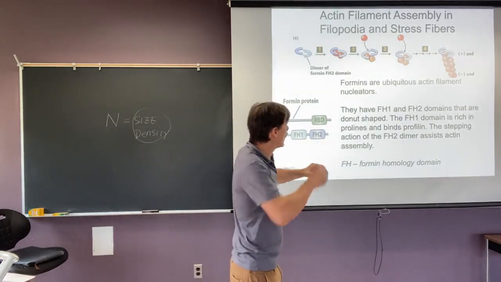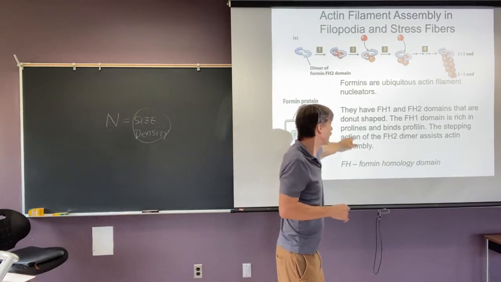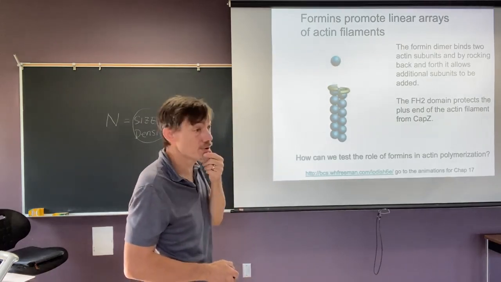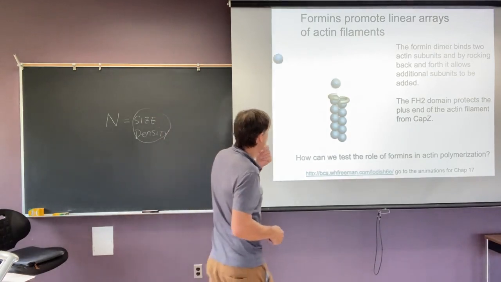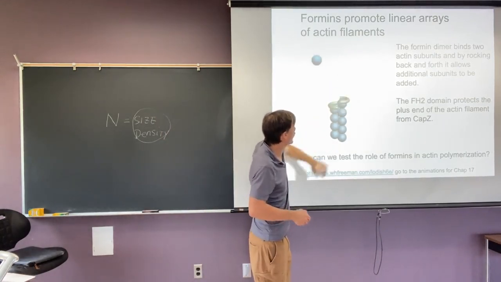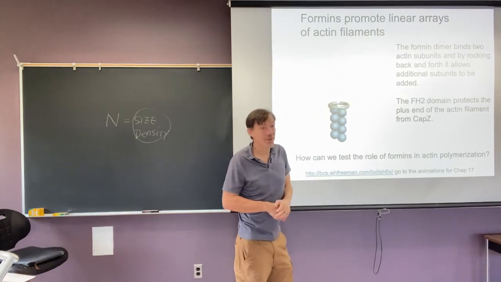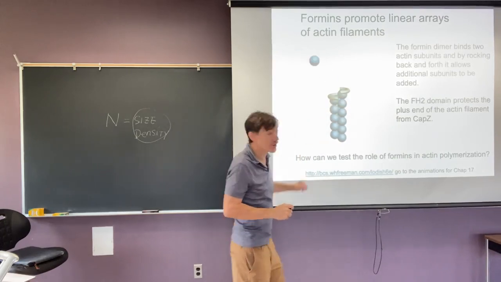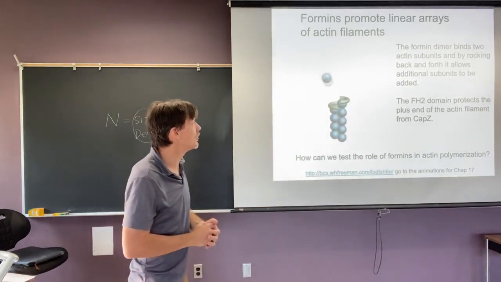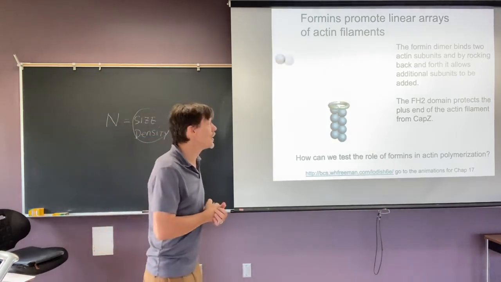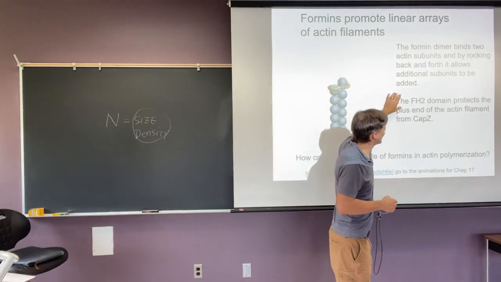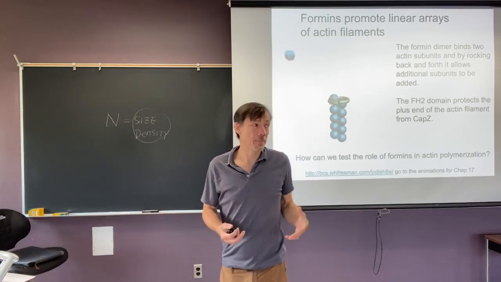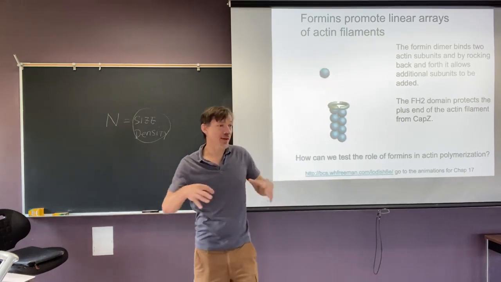And as I'll show you, these two things work together, and they have a stepping motion that assists actin assembly. This is a little movie that shows that. So here is our actin filament. We've got our plus end up here. The formins are going to be sitting on the plus end, and they walk back and forth, and they help that G actin bind to the F actin selectively at the plus end. One of the ways they do this is that this formin has a domain that protects the plus end from CapZ.